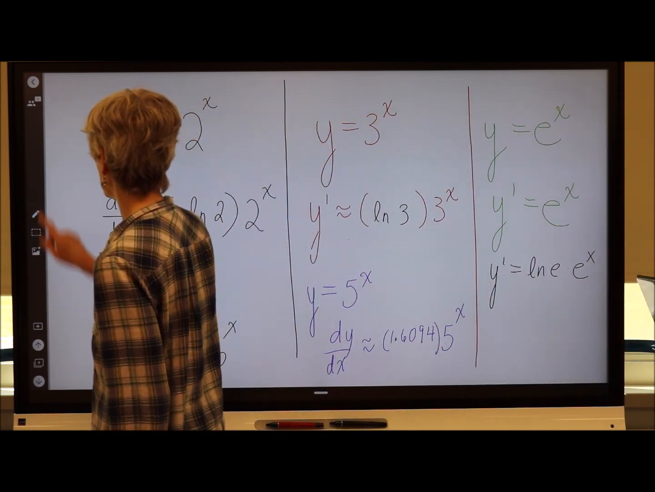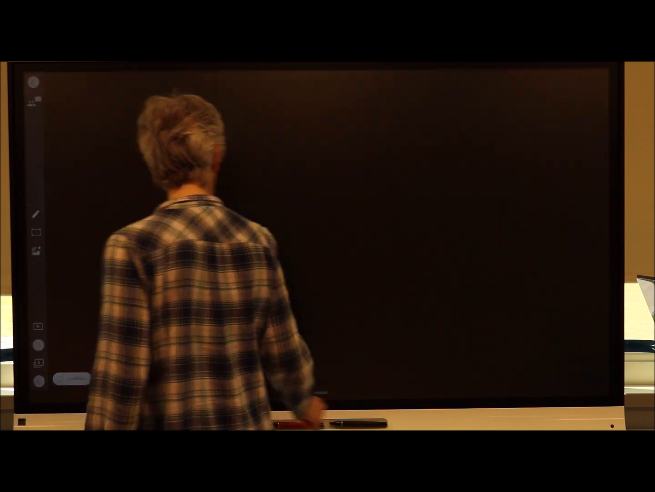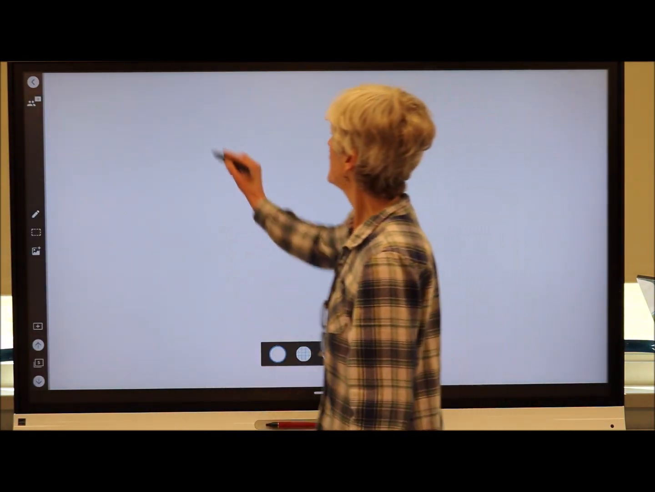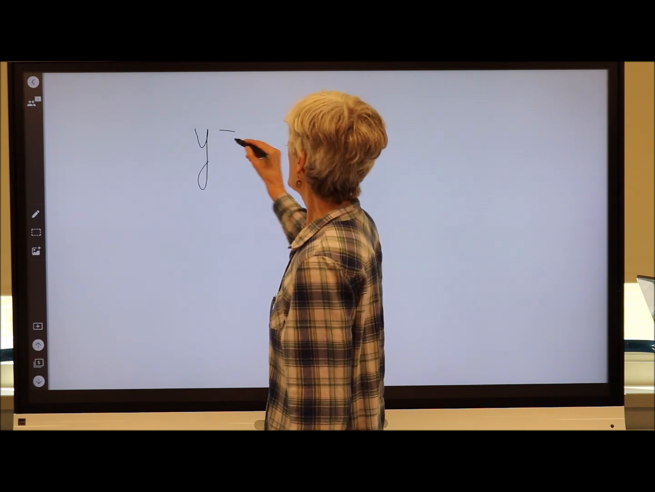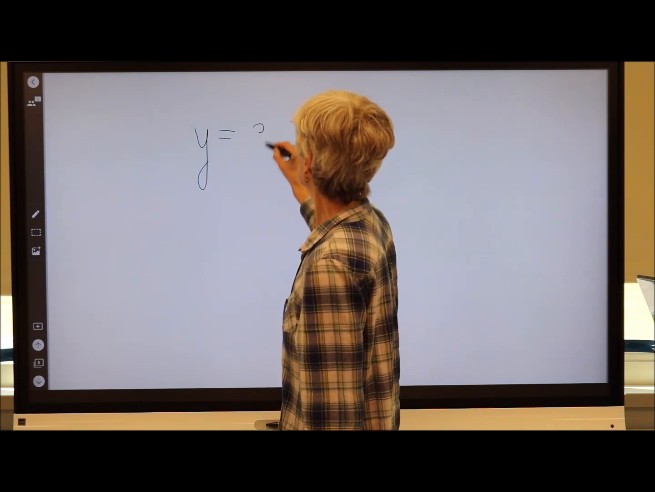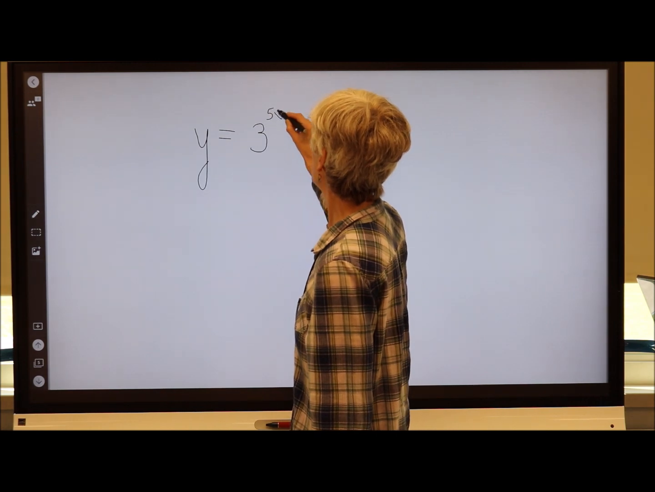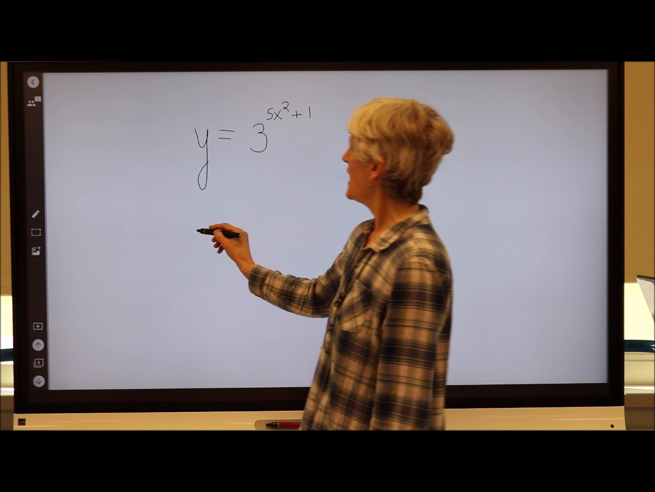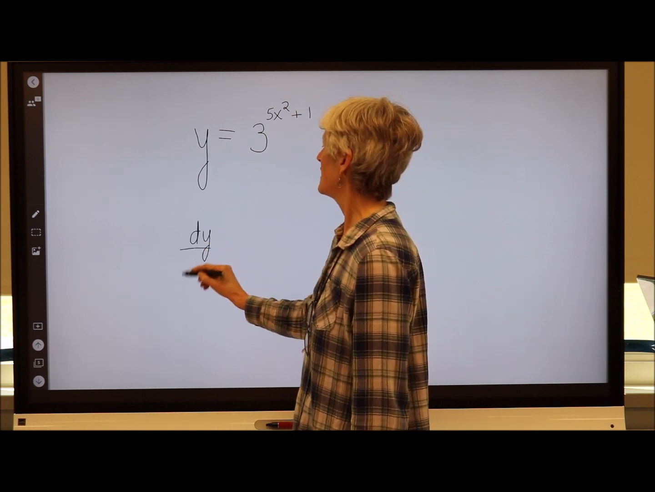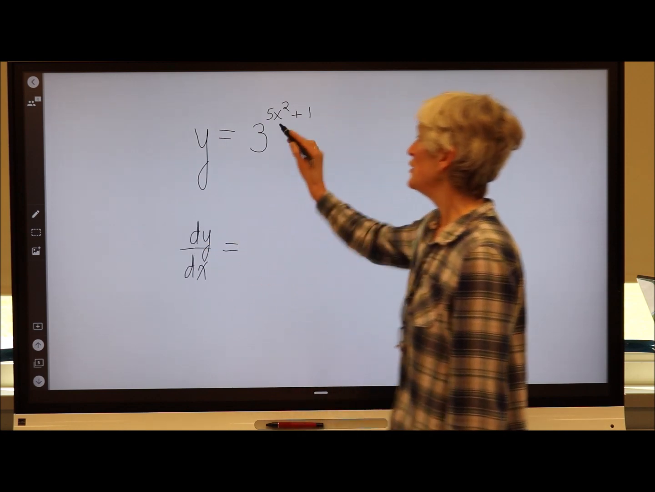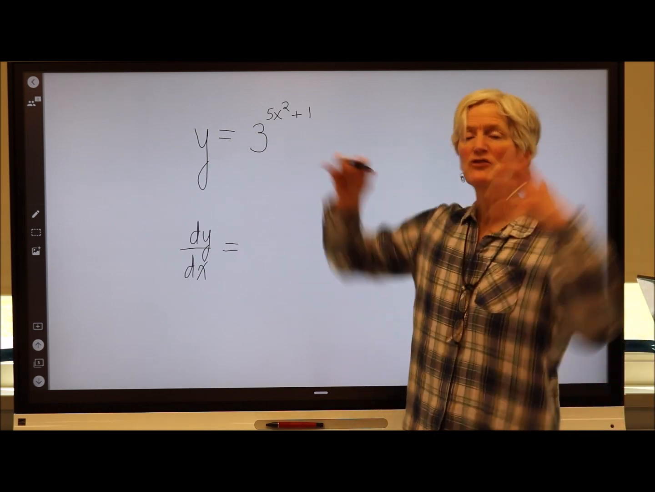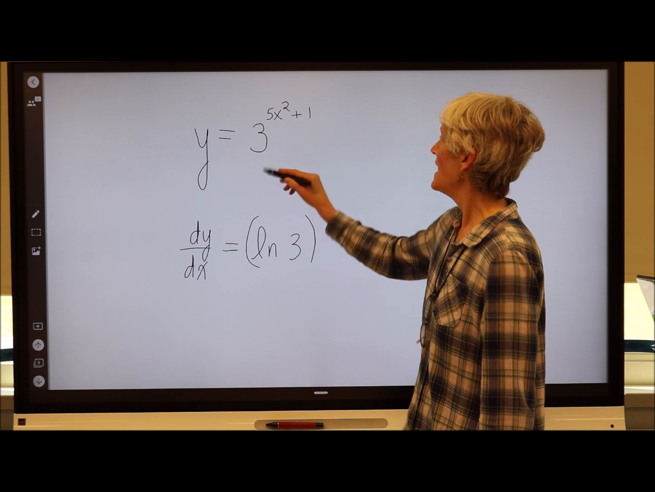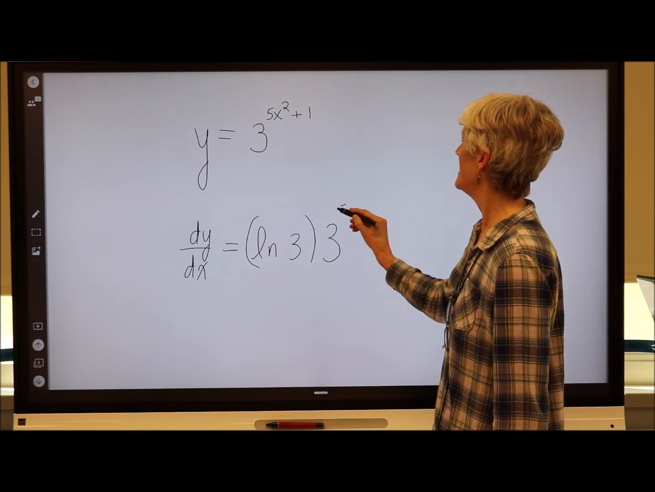Now, before we finish, I just want to quickly plant the seed. We'll talk about this a little later. The chain rule applies, as it always does. So, for example, if I had y equals 3 to the 5x squared plus 1, I'm going to use my new little cool shortcut. And I know the derivative of an exponential function is the natural log of the base times the exponential function as it is.